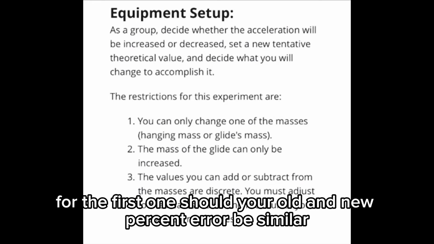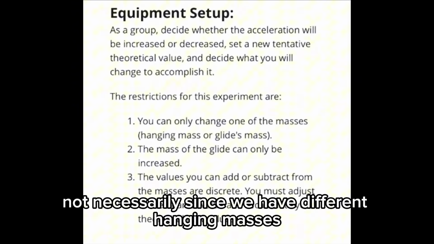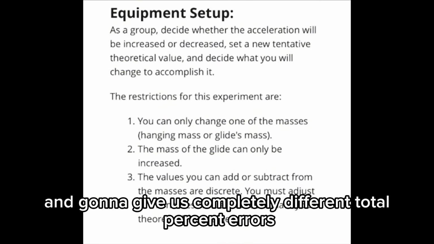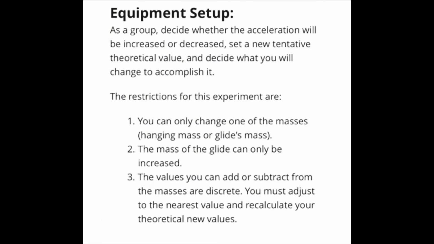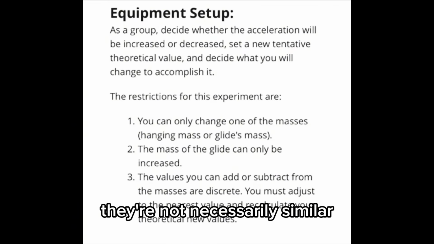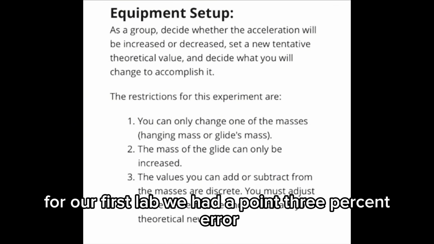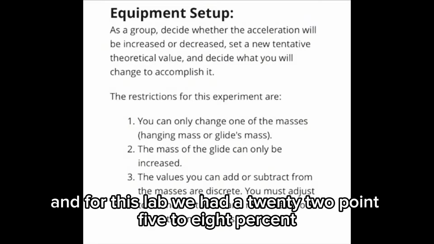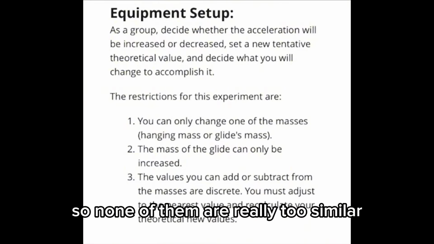For the first one, should your old and new percent error be similar? Not necessarily. Since we have different hanging masses, our values are going to vary a lot and give us completely different total percent errors. Comparing our percent errors, they're not necessarily similar. For our first lab, we had a 0.3% error, a 3% error, and a 40% error. And for this lab, we had a 22.528%. So none of them are really too similar.